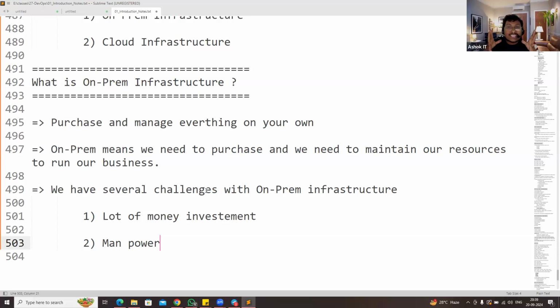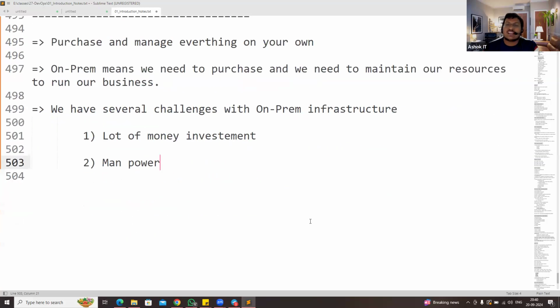Who will monitor your machines? Who will take care of your machines? Who will observe your building? Who will secure your building? Who will secure the data available in that machine? So a lot of money you need to invest in order to purchase this infrastructure, and you need to recruit so many people. A lot of manpower is required in order to manage your infrastructure.